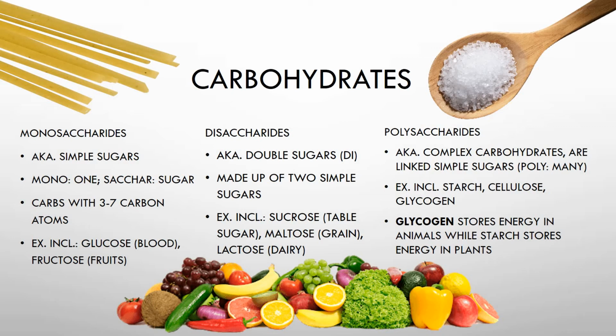And the most complex of them all are polysaccharides. They are linked with many simple sugars, and as you can see, poly means many, so things like starch, cellulose, and glycogen. Glycogen is the form of carbs that stores energy in animals, while starch is the form of complex carbs that stores energy in plants.